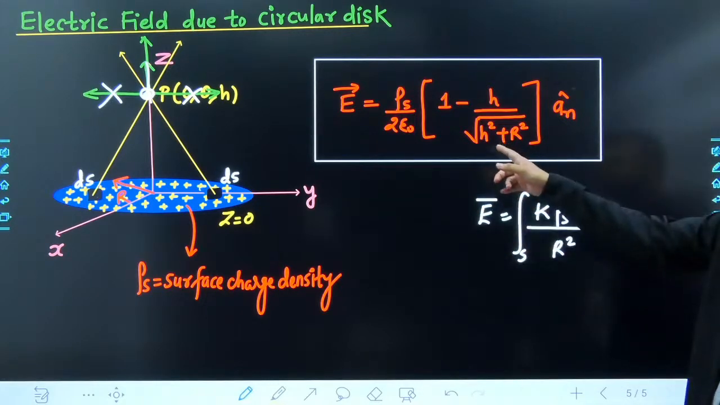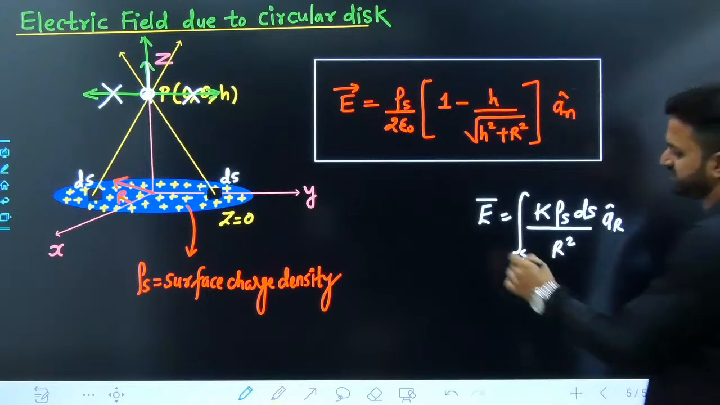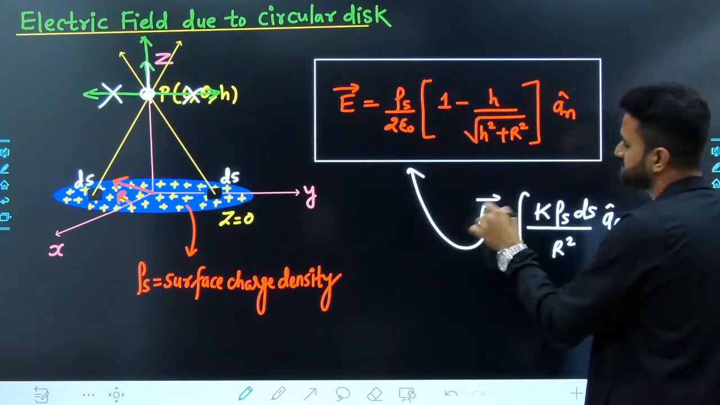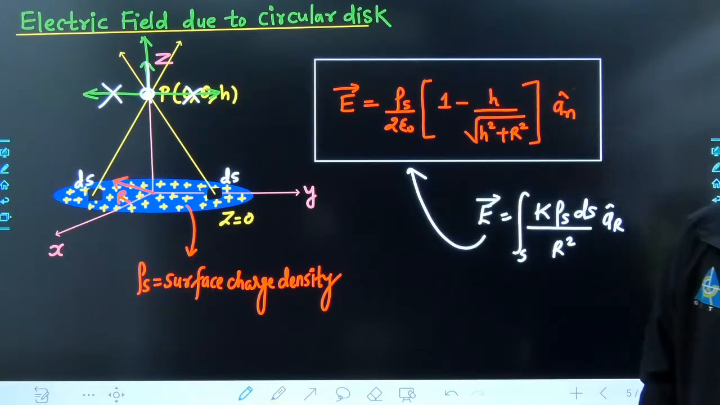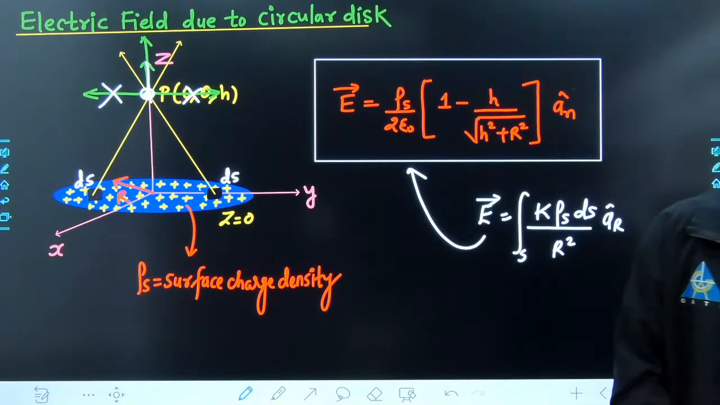So in this way we have written this formula, and it is derived from this particular expression. It has been derived from this particular expression. Yes.